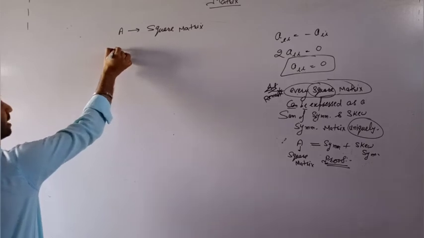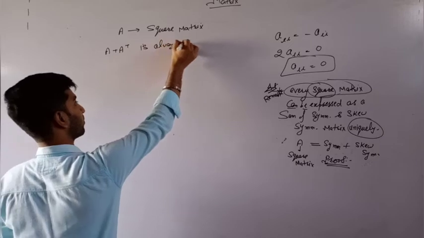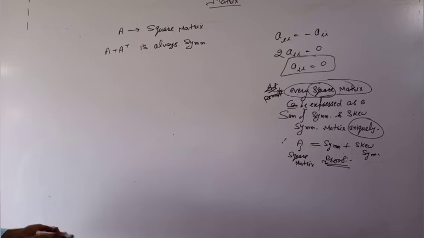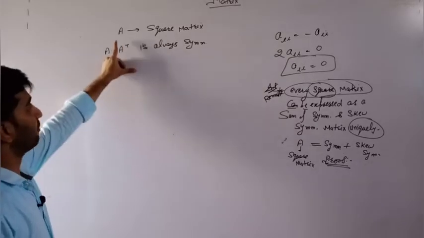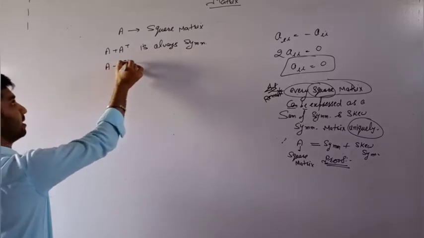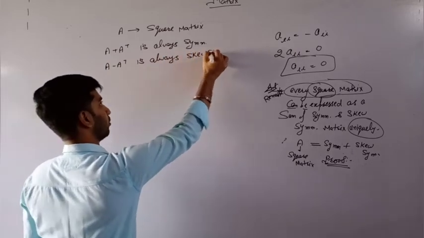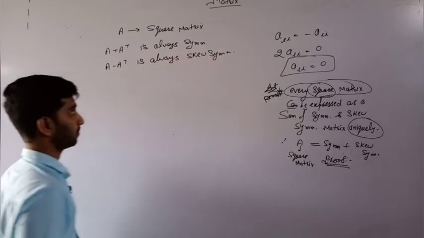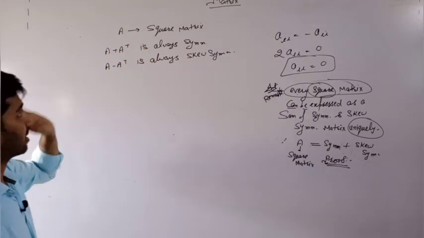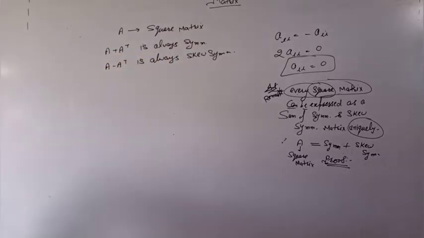A is a square matrix. Now we can say that A plus A transpose is always symmetric. We have proved in this video that if A is a square matrix, then A plus A transpose is always symmetric and A minus A transpose is always skew symmetric.